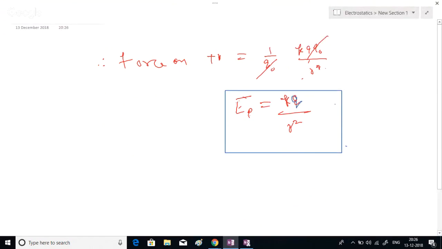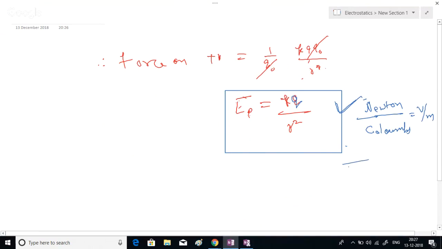And this is the force per unit charge. So the unit will be Newton per coulomb. Or it can also be volt per meter. There are two units, Newton per coulomb or volt per meter, for electric fields. And it depends only on the source charge. Because Q is the source charge, right? So it depends only on the source charge.